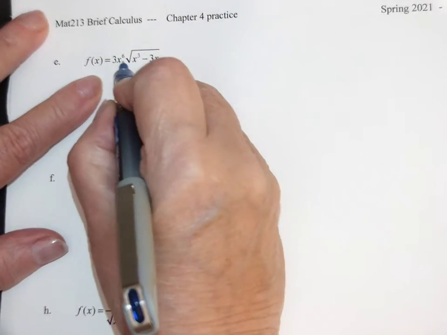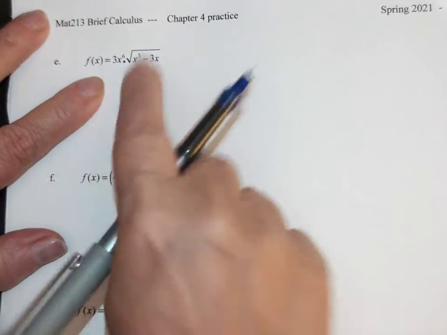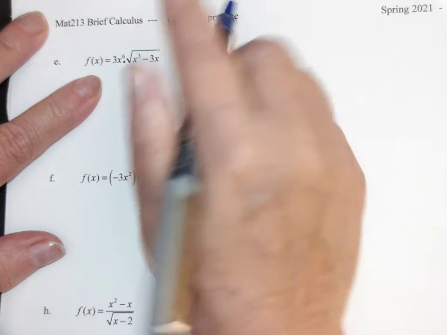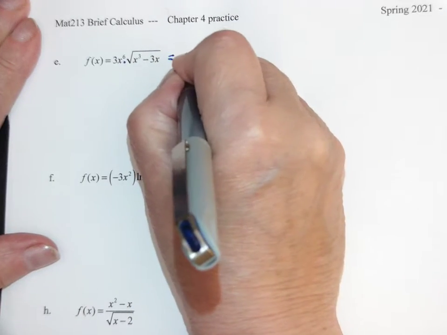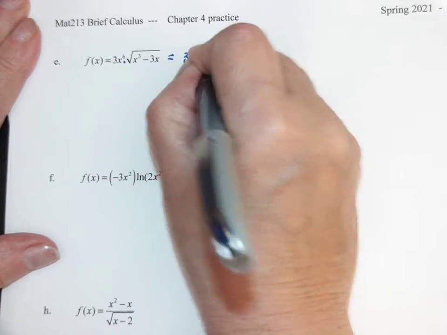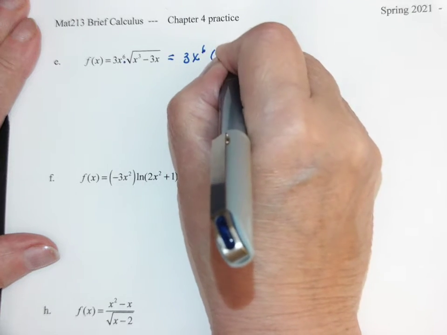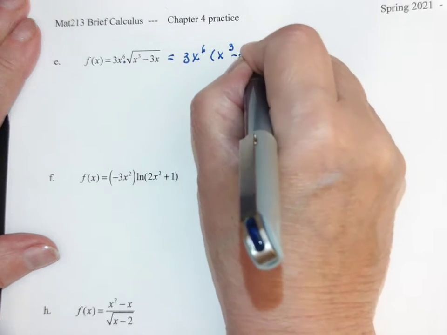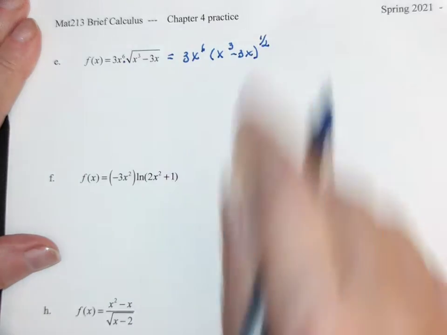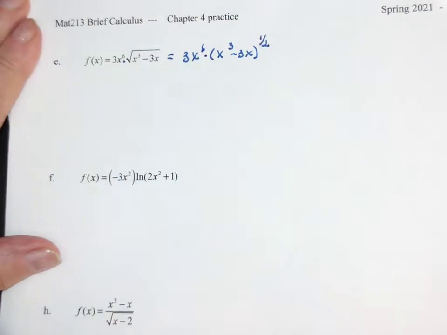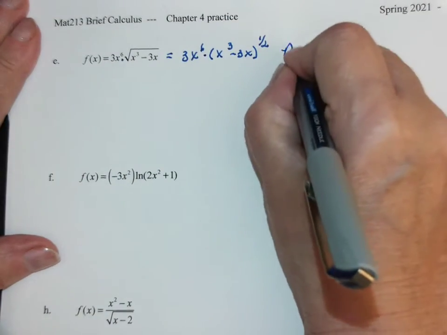Okay, so this is product rule because there's a product between two functions. And actually, since this is a radical, I'm going to rewrite the problem. 3x to the sixth, x cubed minus 3x to the 1/2. So now you can clearly see there's a product. So this is product rule.